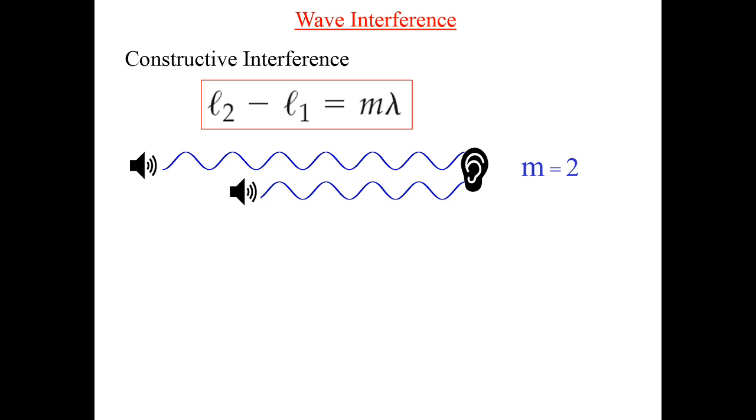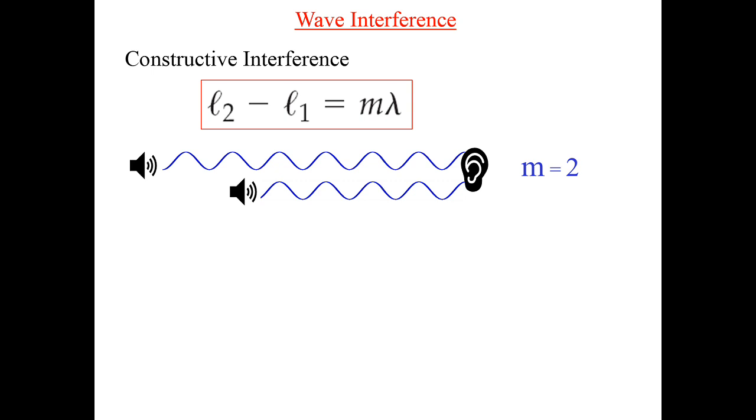To figure out what kind of interference we have, what we'll do is take the difference in the path length. So how far does the first sound wave travel to the ear? How far does the second sound wave travel to the ear? We take those two distances and subtract the distance 2 minus the distance 1. So in this case, the distance to the ear by the first speaker minus the distance to the second speaker is 2 times the wavelength.